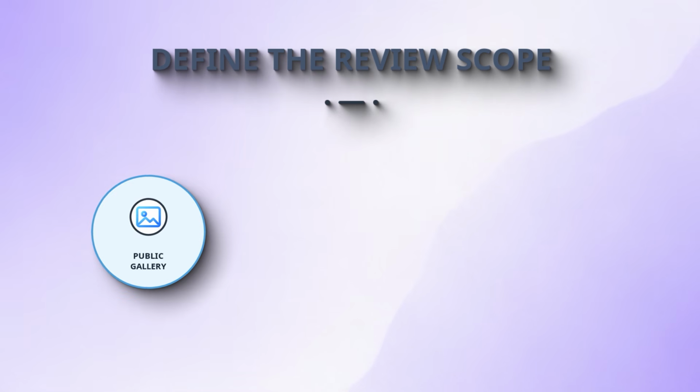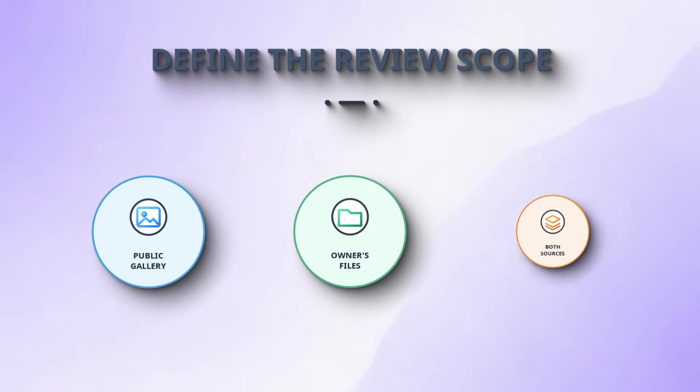Next, collect the current evidence. Use screenshots from the public profile, plus the owner's original photo folder when access is approved. Do not scrape private material or pretend public screenshots are the complete library. Your scope should say whether you reviewed the public gallery, the owner's files, or both.